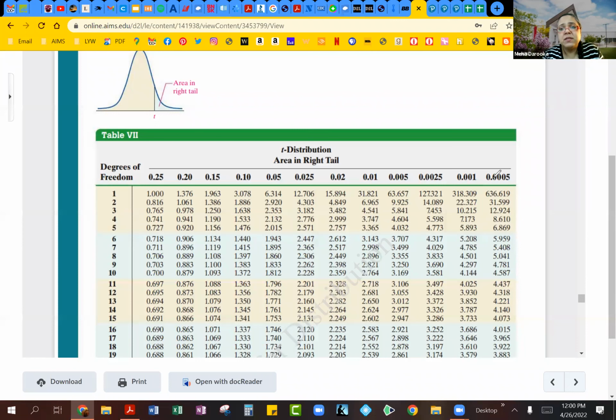So 0.005 right here, degrees of freedom 11. So where are they meeting? 3.106. So there you go, 3.106.